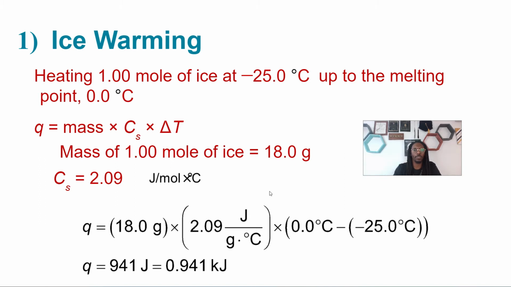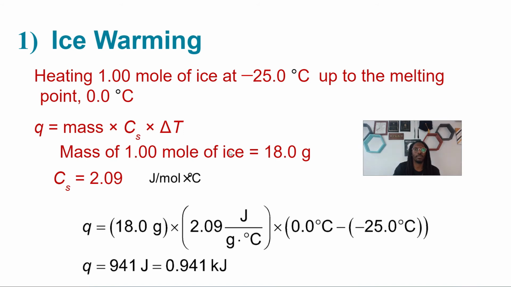And the change in temperature. So how did the change in temp occur? We went from negative 25 degrees Celsius to 0. That's where we reached our melting point. Once we do this calculation, 18 times 2.09 times, in this case, positive 25, we're going to get 941 joules, or 0.941 kilojoules, as our Q, or our energy, for our ice warming up. So it took 0.941 kilojoules for our ice to warm up.